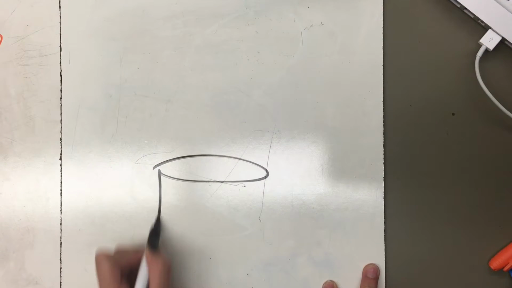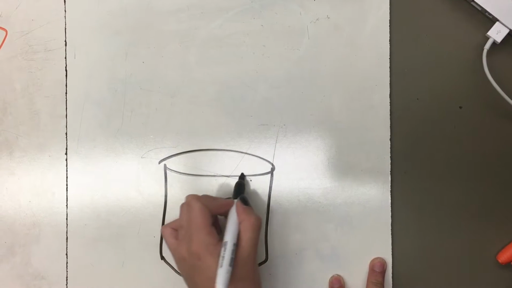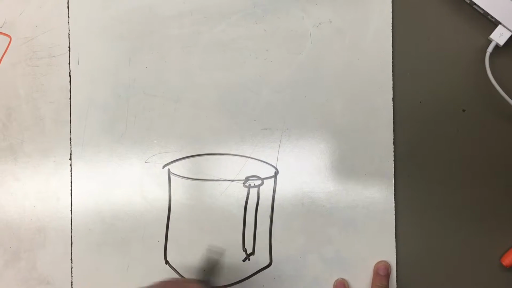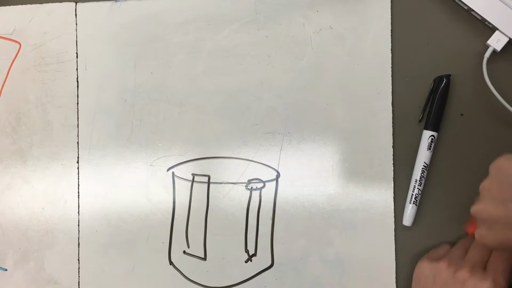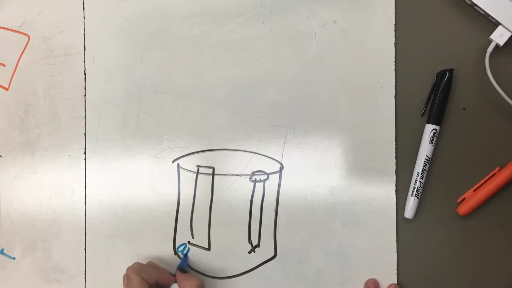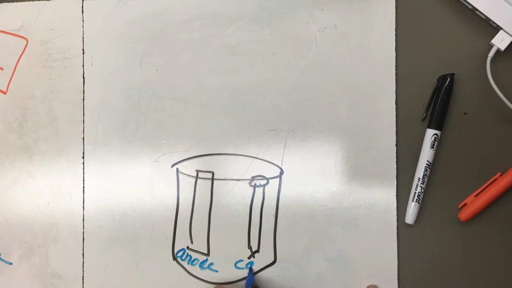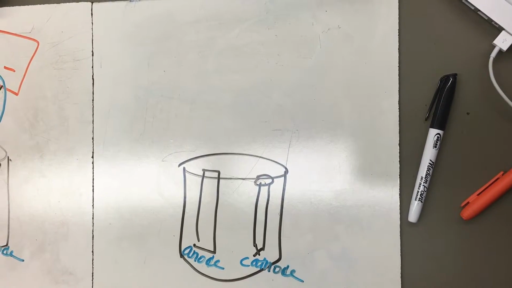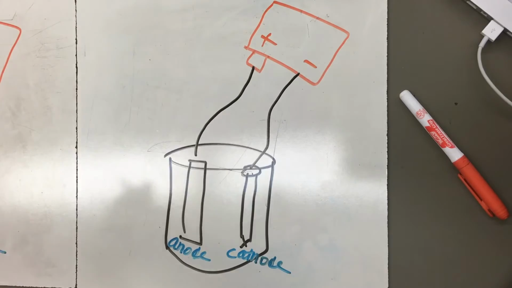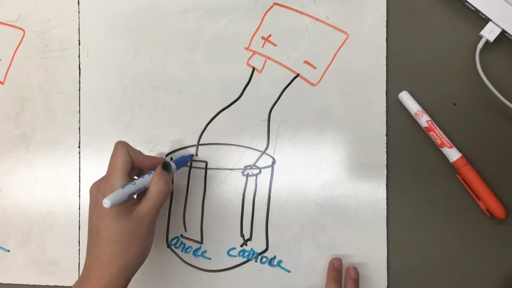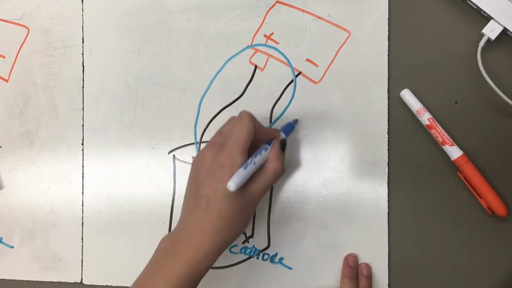So, how does the nail get covered in zinc? When we connected the 2 metals with the battery, an electrolytic cell was created, producing an oxidation-reduction reaction. During the reaction, zinc was an anode and the iron nail was a cathode. As seen in the drawing, the anode was connected to the positive side of the battery, while the cathode was connected to the negative side. Electrons were transferred from the anode to the cathode.